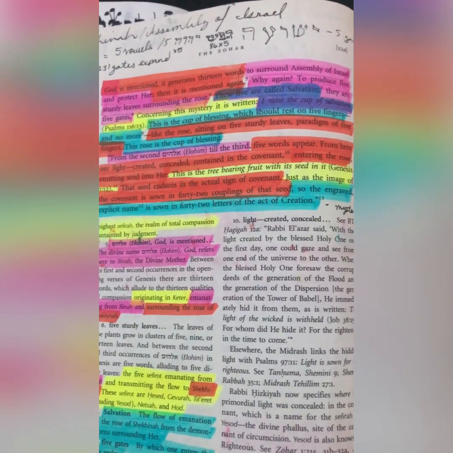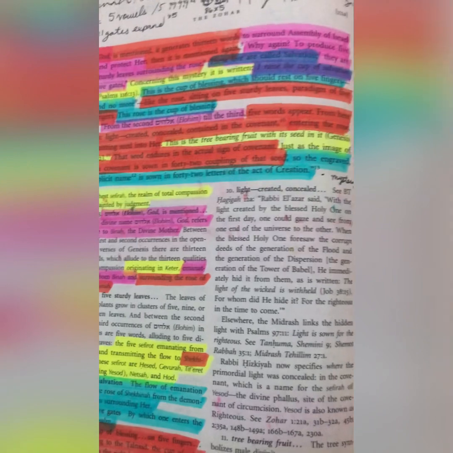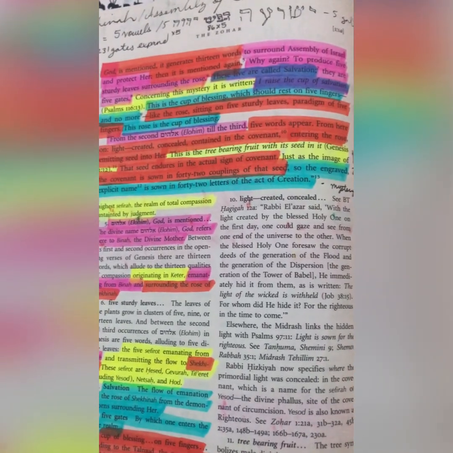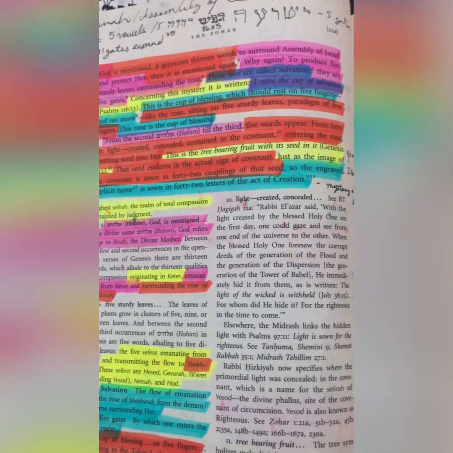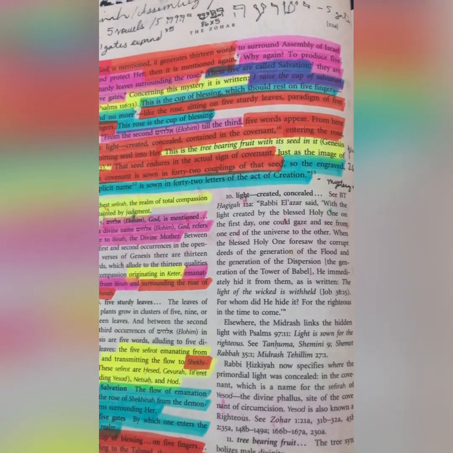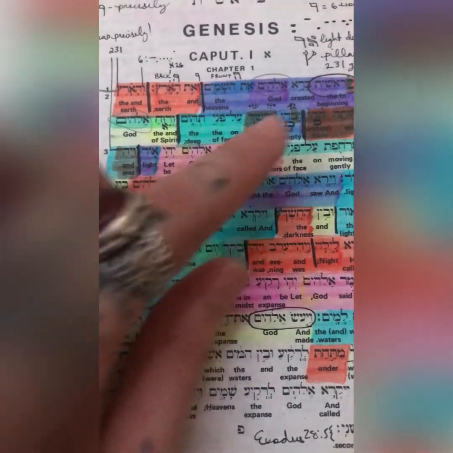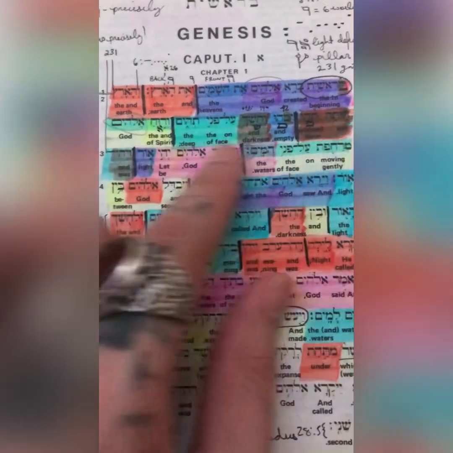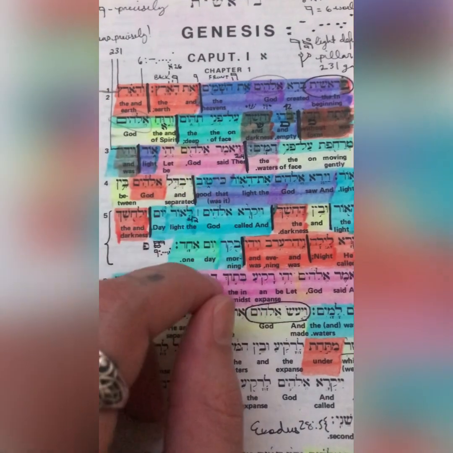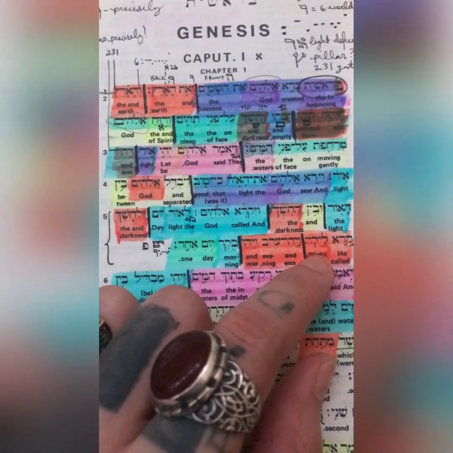So it says, it generates 13 words to surround the assembly of Israel and protect her. Then it is mentioned again. Why again? To produce 5 sturdy leaves surrounding the rose, which has been established. These 5 are called salvation. What does this allude to? Between Elohim to Elohim are 13 words, and then between Elohim and Elohim mentioned again, there are exactly 5 words.